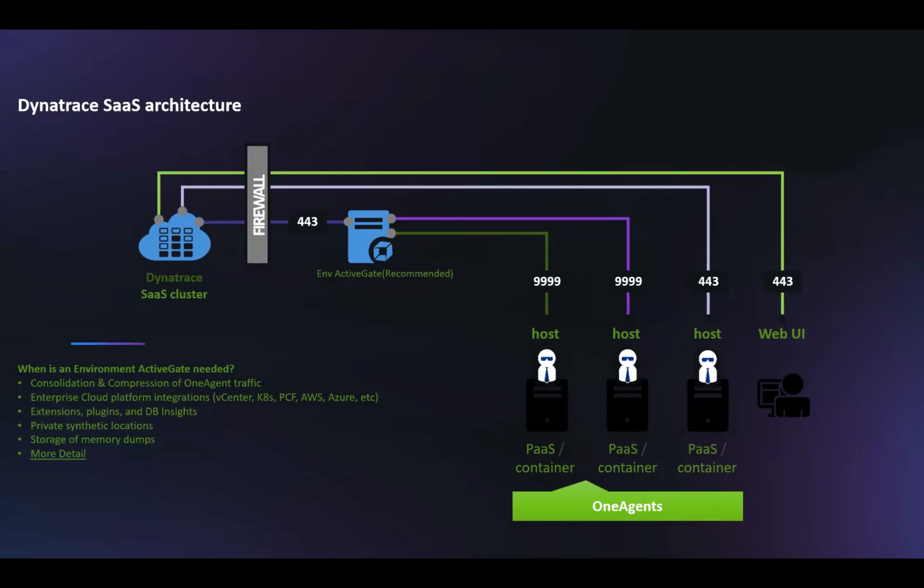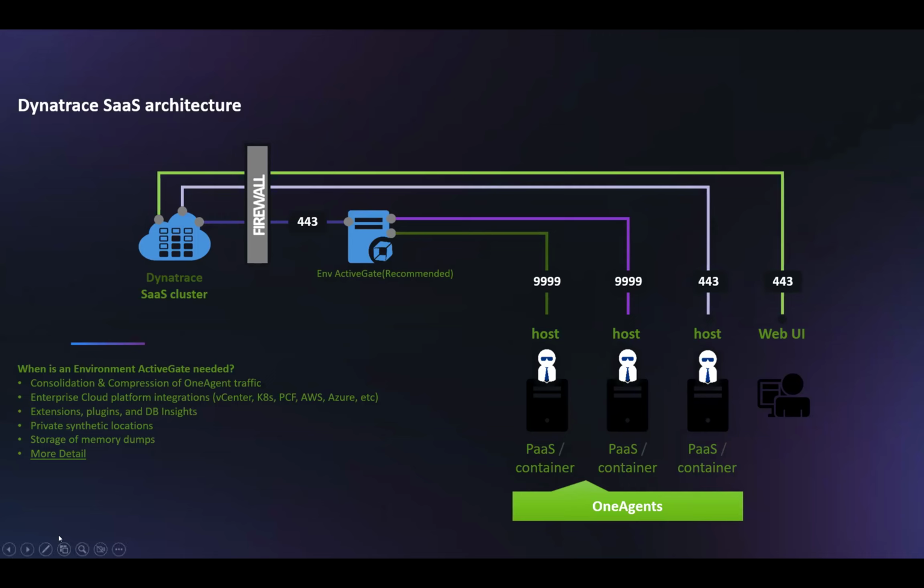Okay, so coming to the Dynatrace SaaS architecture. In terms of SaaS, Dynatrace has only two components. One is OneAgent. The agent name itself is OneAgent. So Dynatrace itself is famous as OneAgent.